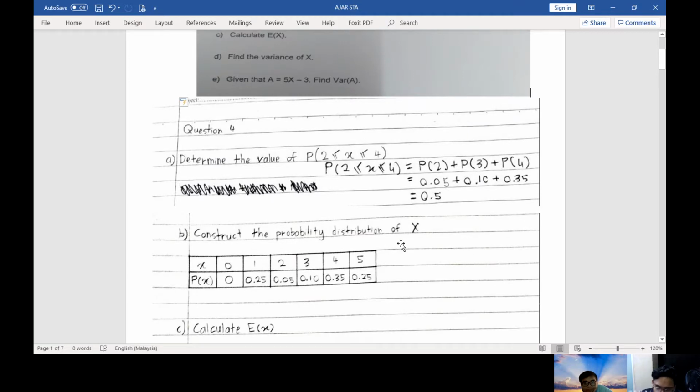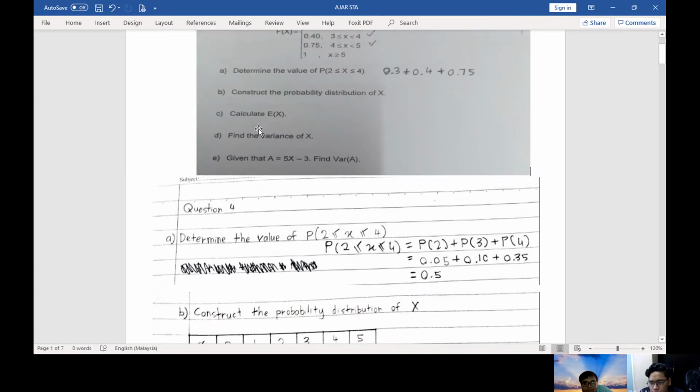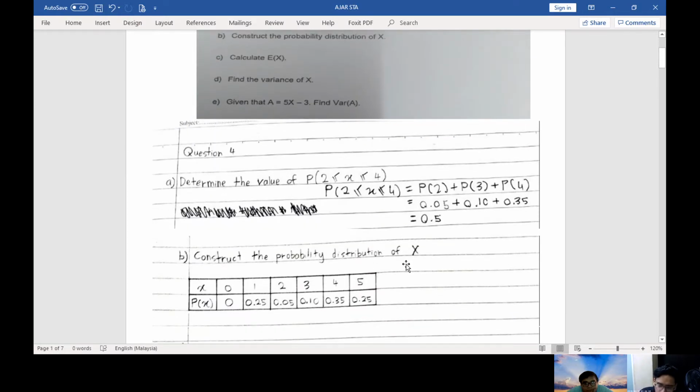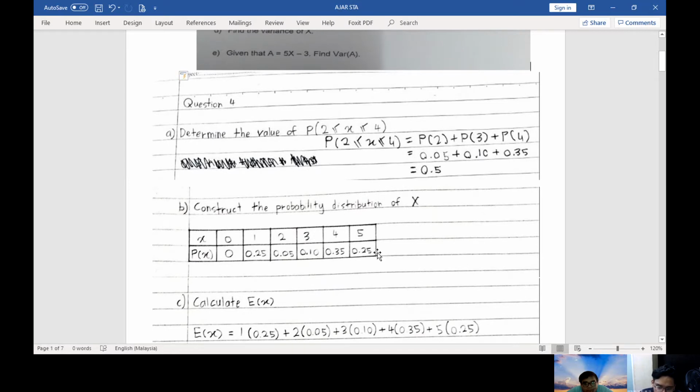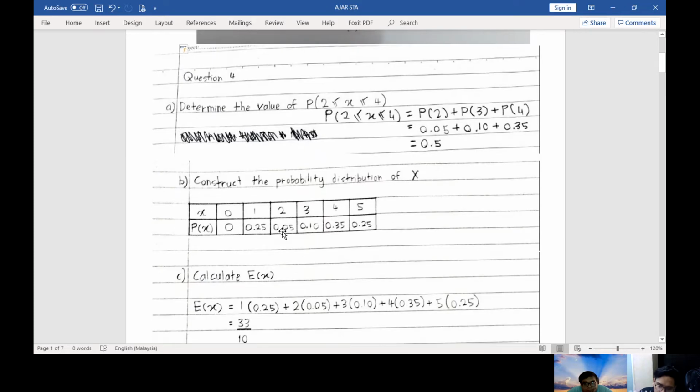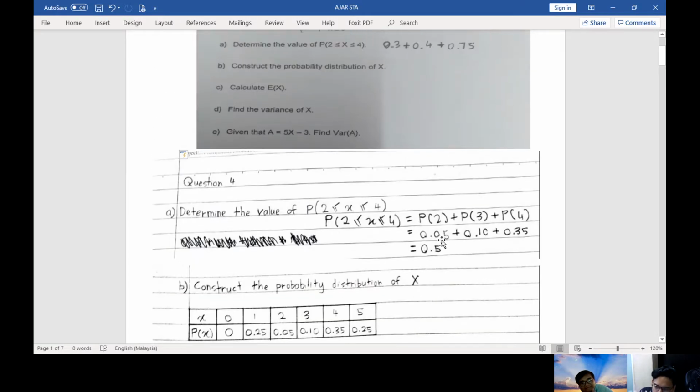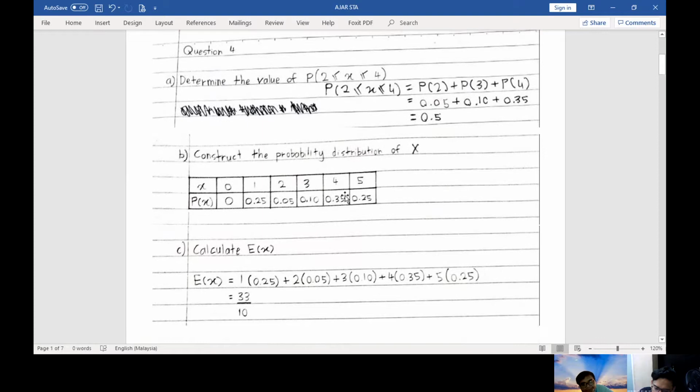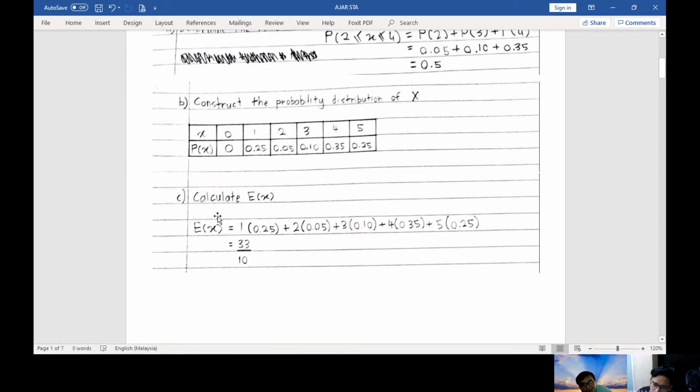Let's move on with question B. Question B is construct the probability distribution of X. Here you just need to create a table and find the others, P1 until P5. Boom, if I have anything wrong here, please tell me. It's okay. All right, so P1 is 0.25, P2 is 0.05. The method is the same as when we find P2, P3. That's all for the rest. Next question.